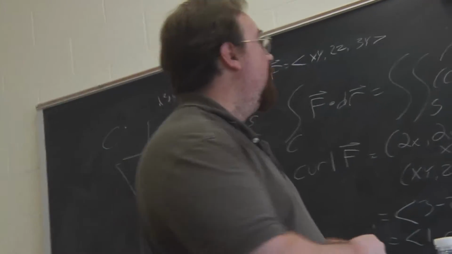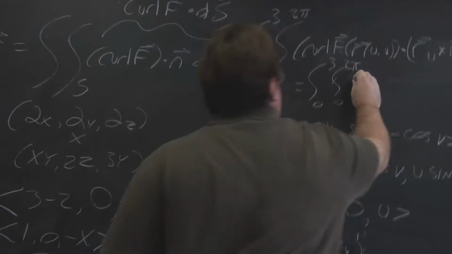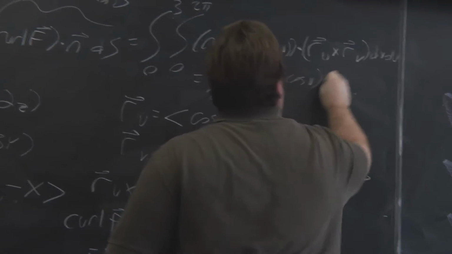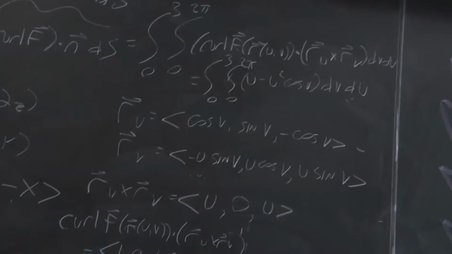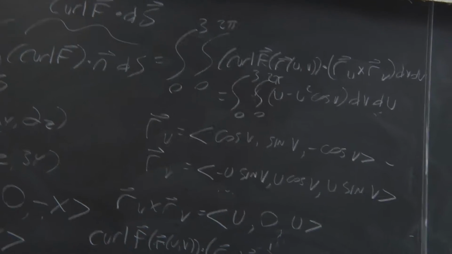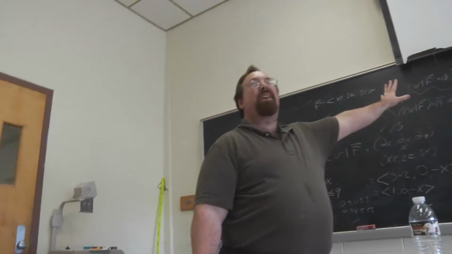So now we can take the integral from 0 to 3, 0 to 2 pi of u minus u squared cosine v dv du. Okay, so I'll fix those sign mistakes a little later. So I trust you guys can work it out from there.